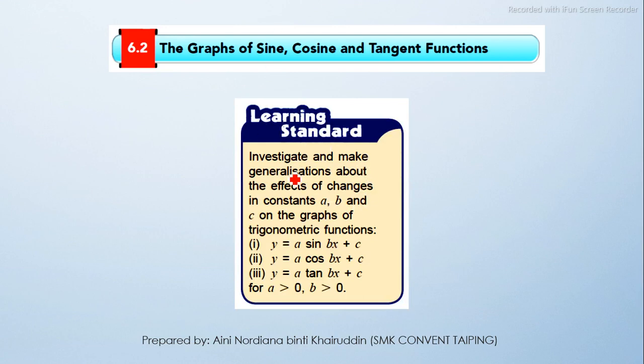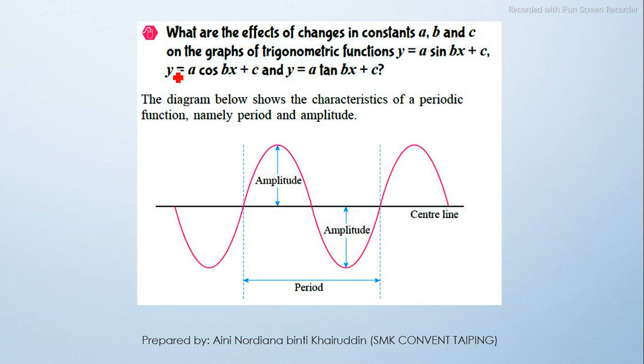So, learning standard for this video: investigate and make generalization about the effect of the changes in constant a, b, and c on the graph of trigonometric function y equals a sine bx plus c, y equals a cos bx plus c, y equals a tangent bx plus c for a greater than 0, b greater than 0. So what are the effects of changes in constant a, b, and c on the graph of trigonometric function?